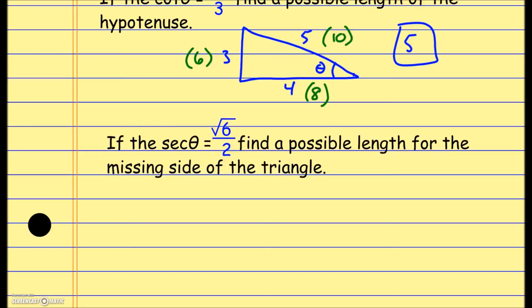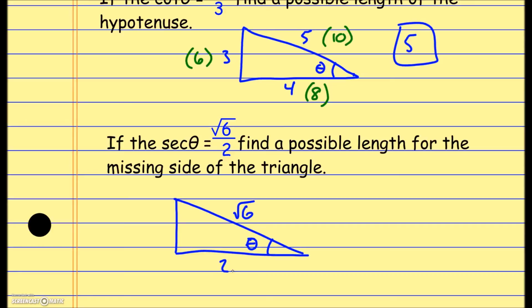Same thing with the next one. Again, if I just draw a quick triangle here, and I label one of these as theta, well, secant of theta, again, secant is the same as cosine, so we're talking about adjacent to hypotenuse. Cosine is adjacent over hypotenuse, so this one is hypotenuse over adjacent. So my hypotenuse here is the square root of 6. My adjacent side is the 2.